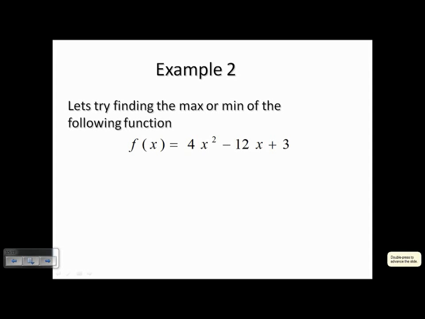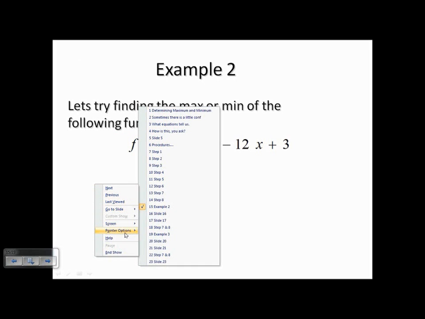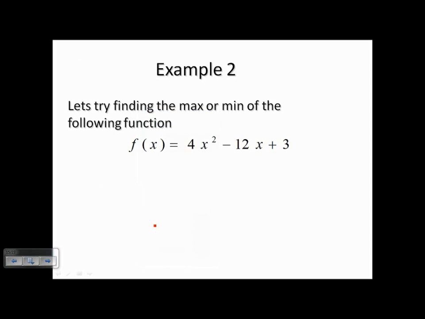Let's try a second example where we take an equation in standard form and put it into vertex form by completing the square. Alright, in this case, I have a non-1 value for my a term. My a term is 4.